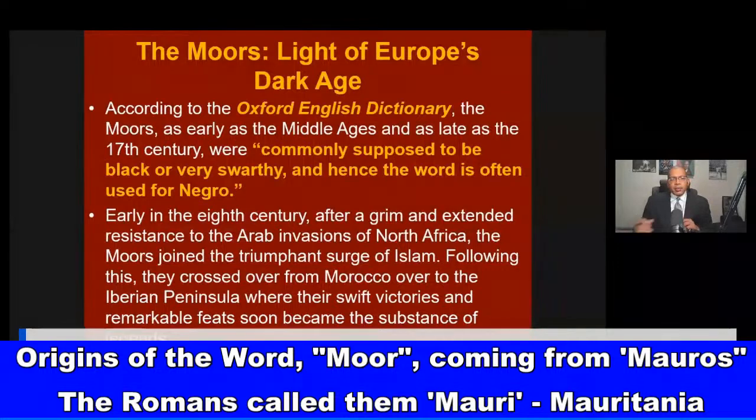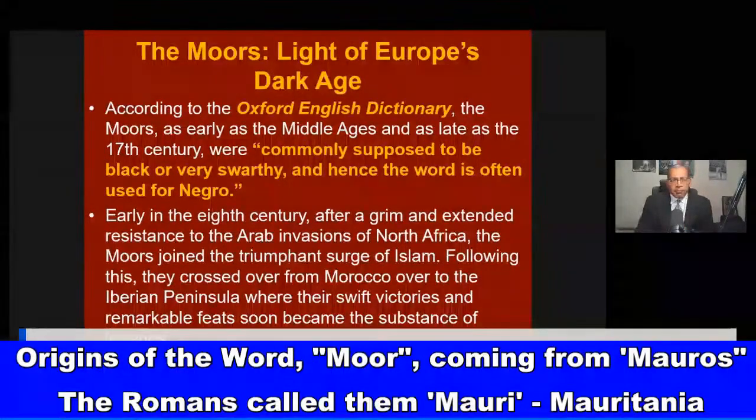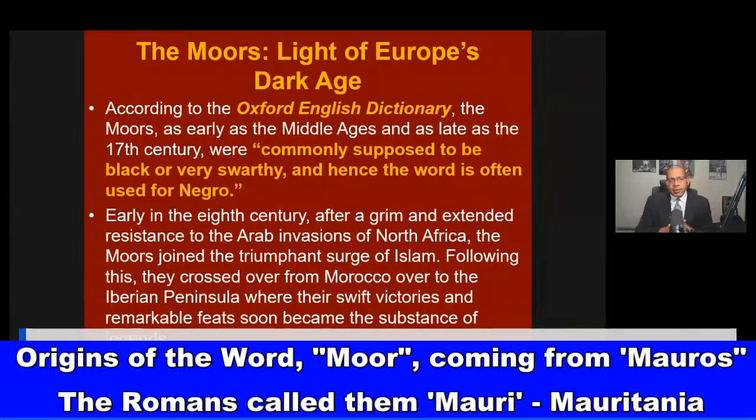Now, according to the Oxford English Dictionary, the Moors, as early as the Middle Ages and as late as the 17th century, were, quote, commonly supposed to be black or very swarthy, and hence the word is often used for Negro, end quote. In the early 8th century, after a grim and extended resistance to the Arab invasions of North Africa, the Moors joined the triumphant surge of Islam. Following this, they crossed over from Morocco to the Iberian Peninsula, where their swift victories and remarkable feats soon became the substance of legends.